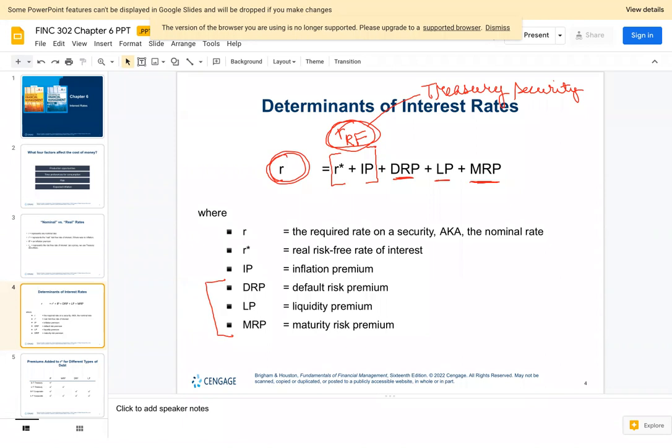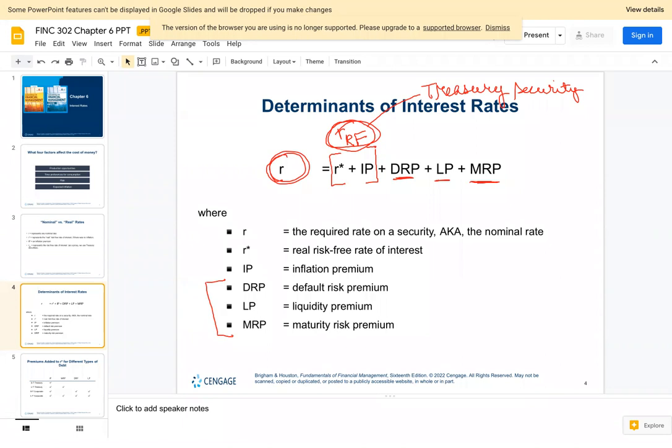And finally, the maturity risk premium is the risk associated with changes in interest rates and what effect that has on the price of a security. And there's an inverse relationship. As interest rates go up, the value of outstanding securities go down, and vice versa.